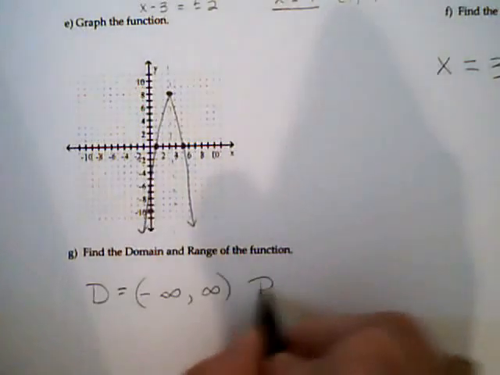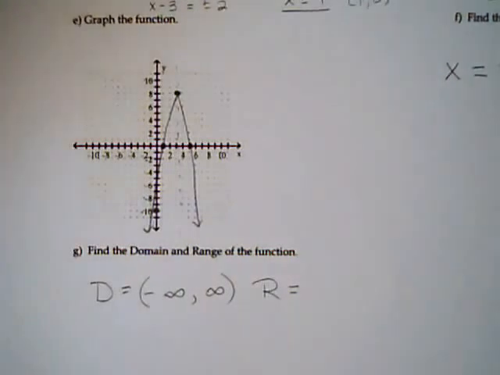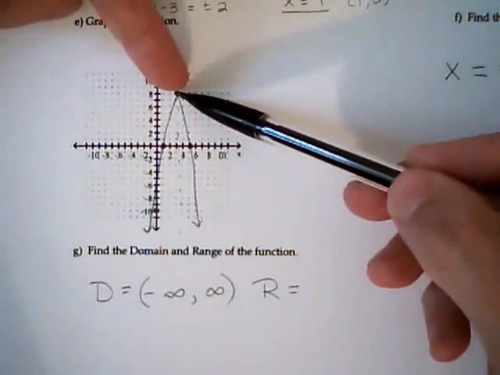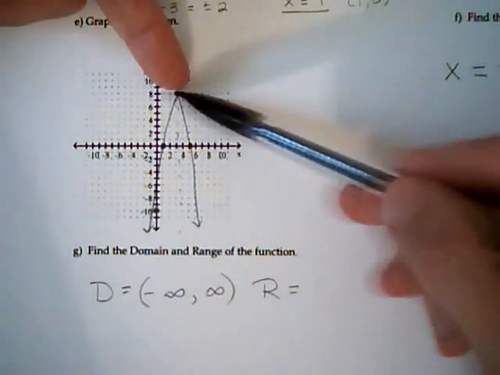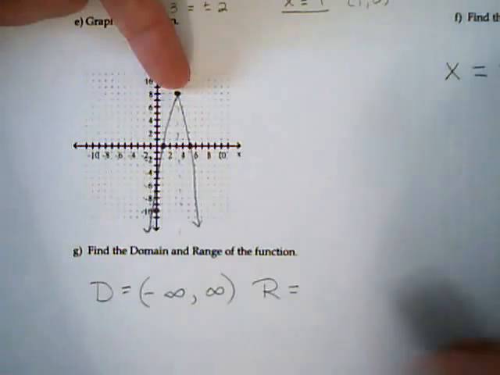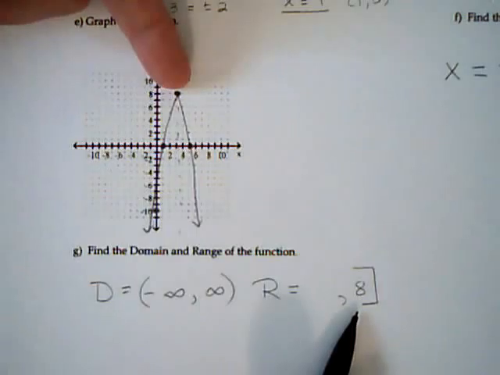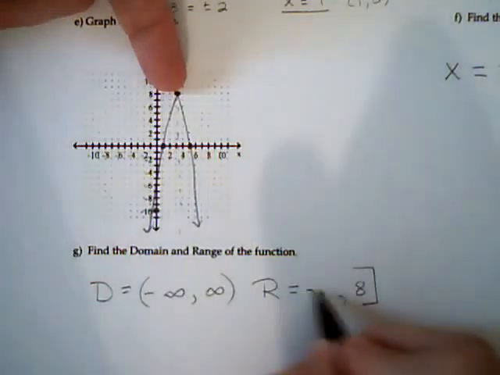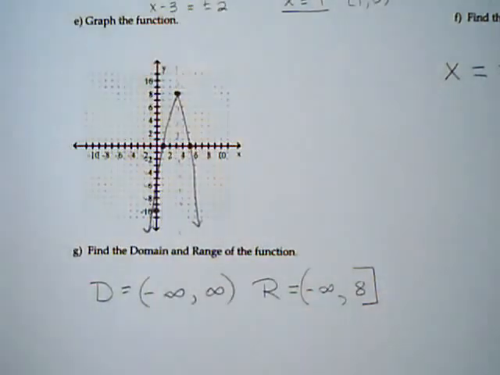Now the range is what will always be different, and you'll be asked for the range most of all. If it is a downward facing parabola, then I know I have a maximum at the vertex. So I look at the y value here, that's the maximum y value I can have for this graph. So I know it's going to go up to 8, and I put a bracket because it can include 8. Now what is my lowest y value? We said this is going to continue to go down, so that would be negative infinity. So my range would be from negative infinity up to 8, and that would include 8.